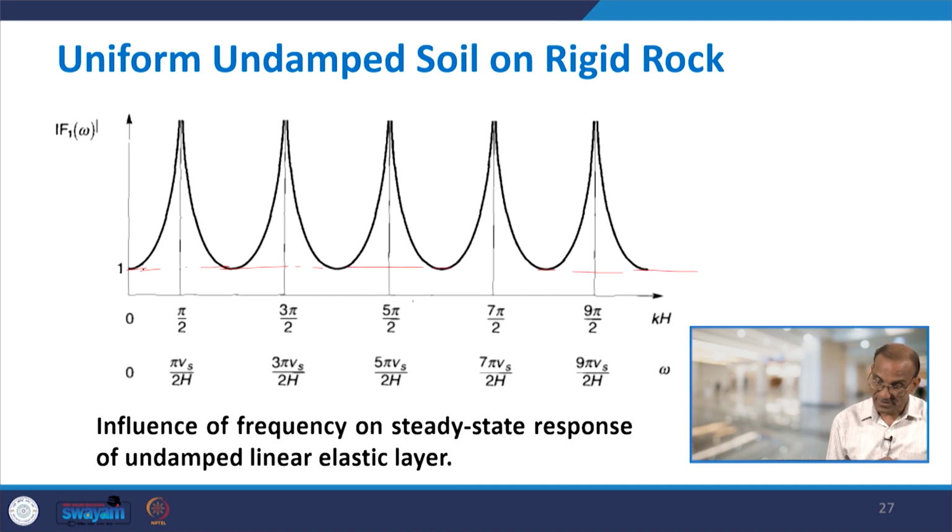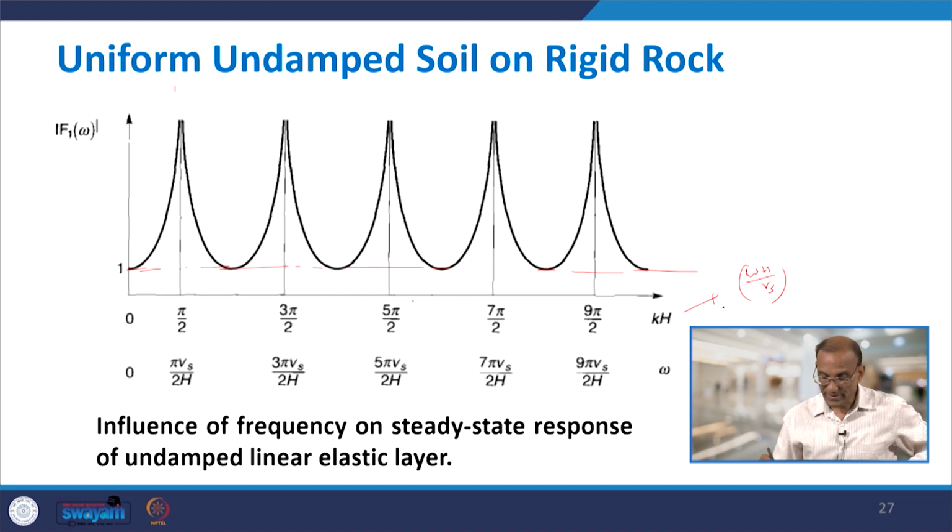Between 0 and pi by 2, when it is 0 and you go towards pi by 2, your F1 omega increases, and at pi by 2 it reaches infinity. Again, when you increase further the value of this omega h, this is kh, that is kh is nothing but omega h over Vs, it will start decreasing and then reach the value 1, but never 0 or less than 1.